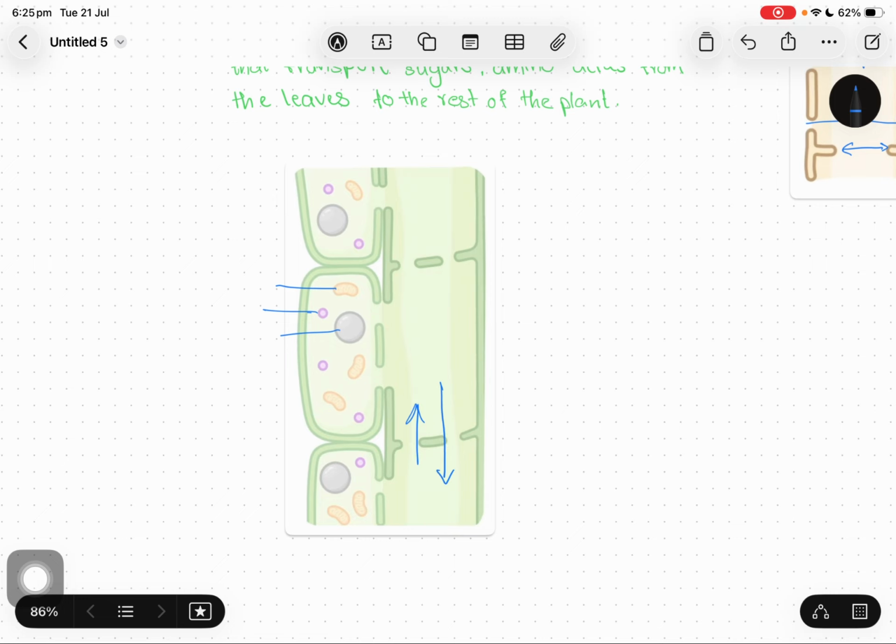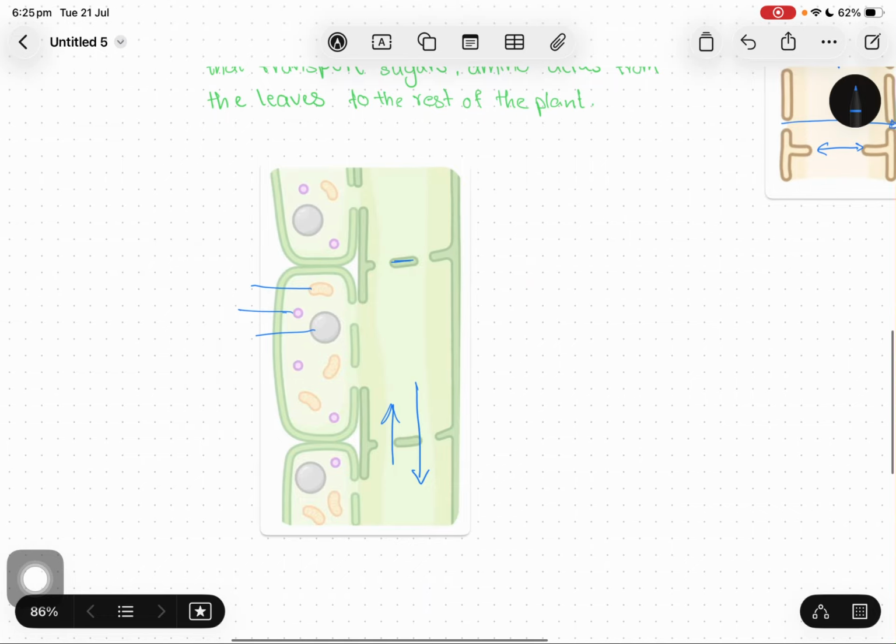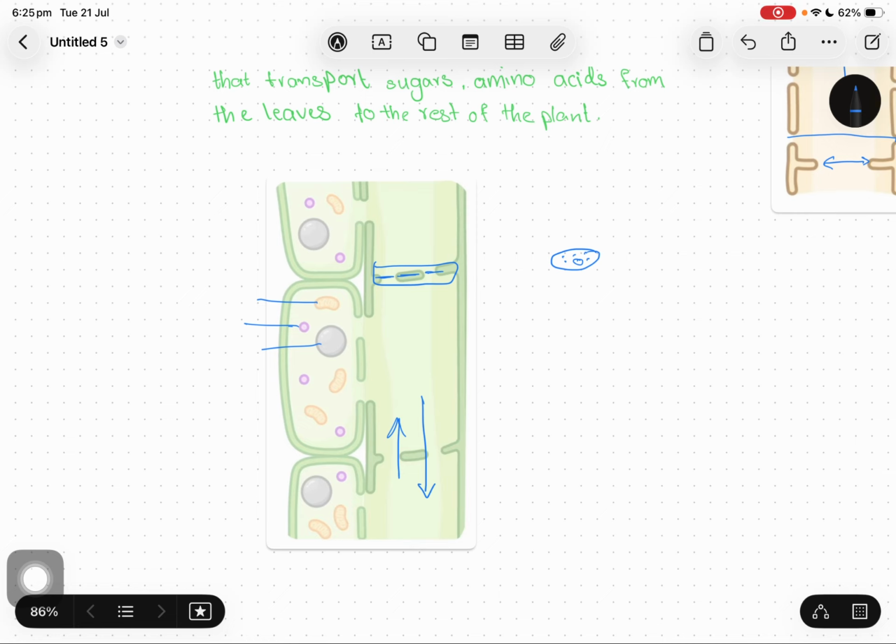And we can see on this one that they do have end walls. Here there are sieve plates, which look like this, and then they have dots like holes. These are used to help the transport of sugars and amino acids. And we can see in this one there are no organelles or cytoplasm, to allow the flow to move quicker and more efficiently.